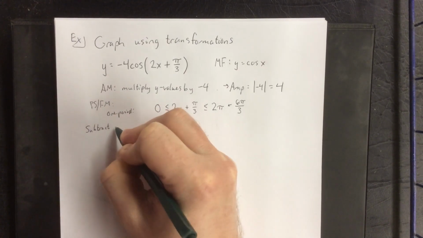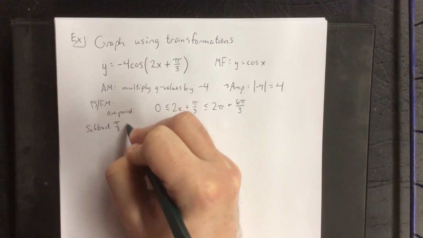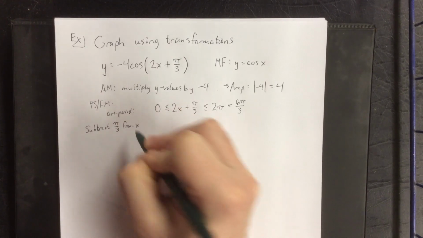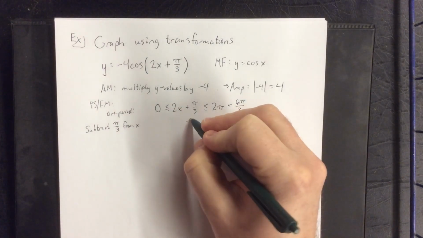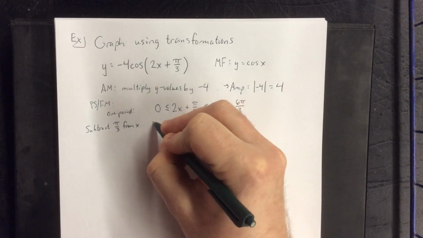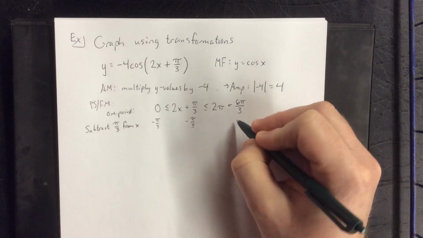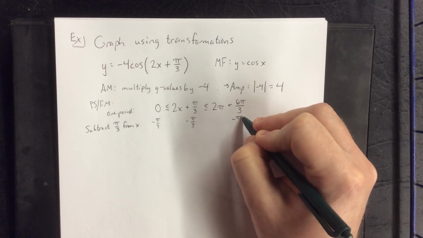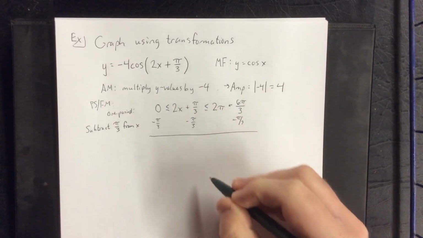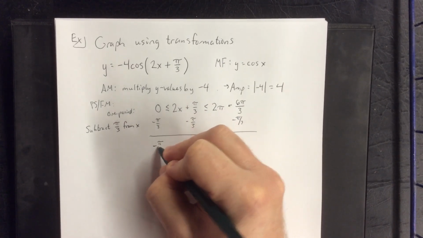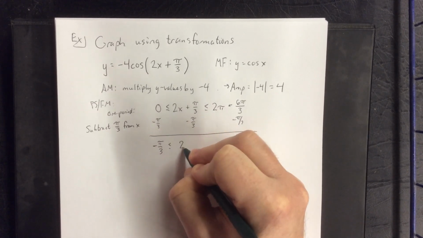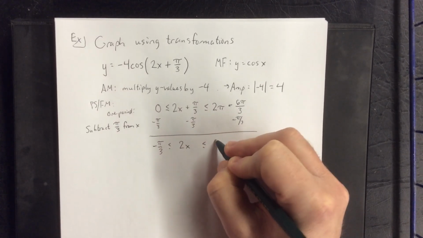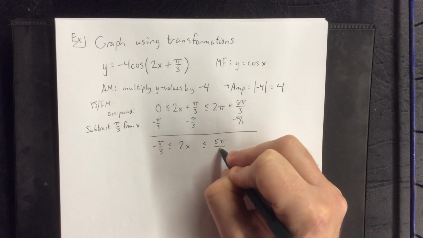So first thing we'll need to do is subtract pi over 3 from the x values. So subtract pi over 3, subtract pi over 3, and subtract pi over 3. It'll give us negative pi over 3 is less than or equal to 2x, which is less than or equal to 5 pi over 3.